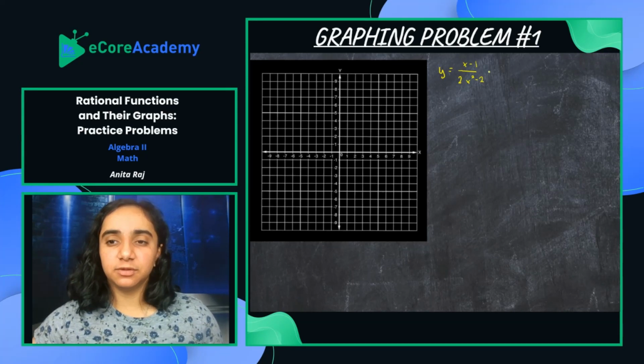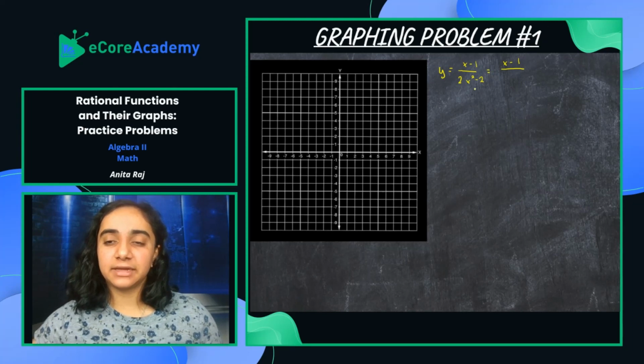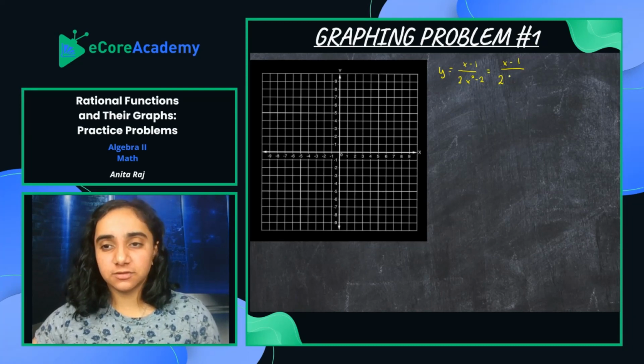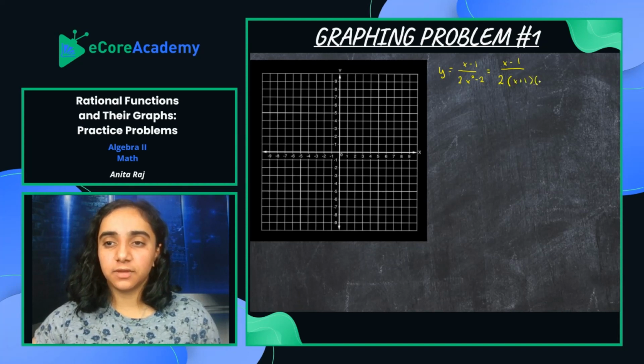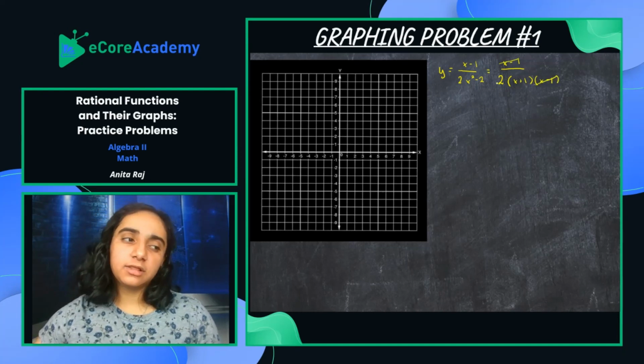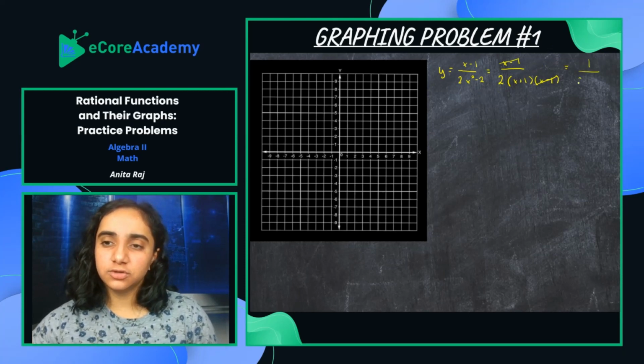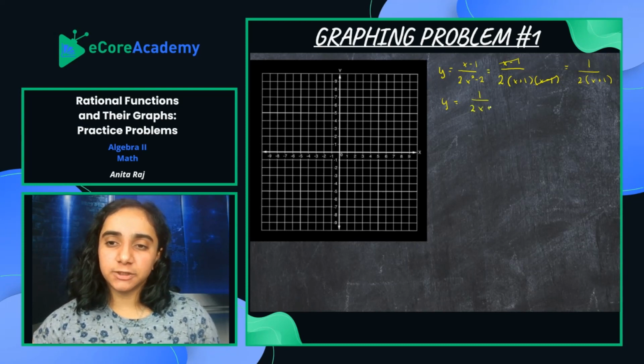So first, I really want to simplify this. So what I'm going to do is leave the numerator as is because I can't factor that, but I can factor the denominator. I can pull a 2 out, and I'll end up getting 2 times x squared minus 1. And x squared minus 1 is a difference of squares. So I'm going to rewrite the denominator as 2 times x plus 1 times x minus 1. As you can see, there's a common factor of x minus 1, so I'm going to cross that out. And what we're going to be left with is 1 over 2 times x plus 1. And if we write the new reduced function, we're going to get y equals 1 over 2x plus 2. That was pretty straightforward.